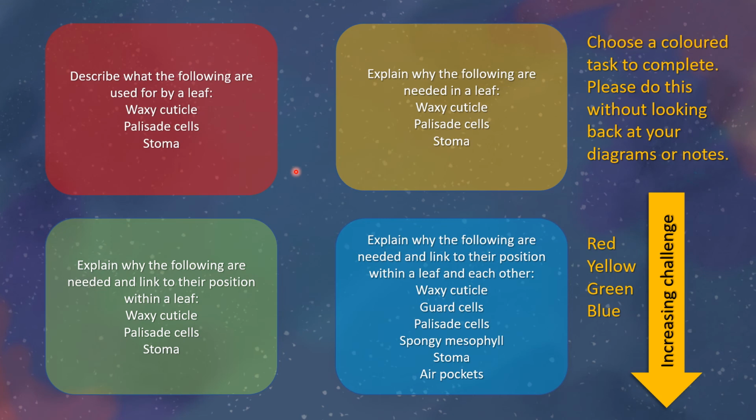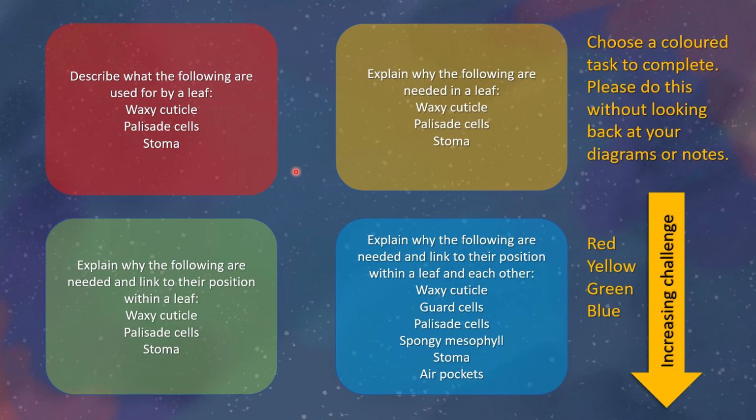Palisade cells, they need those because it contains a lot of chloroplasts, and chloroplasts is where photosynthesis takes place. If it didn't have all those palisade cells with those chloroplasts, it wouldn't be able to photosynthesize as much, and it wouldn't be able to make enough glucose. Okay, and then the stomata, they open and close to let carbon dioxide in for photosynthesis and to release oxygen into the atmosphere.